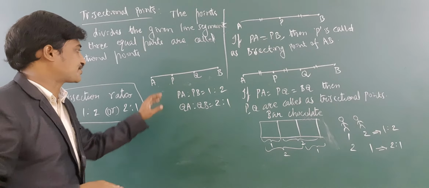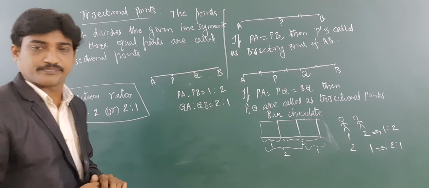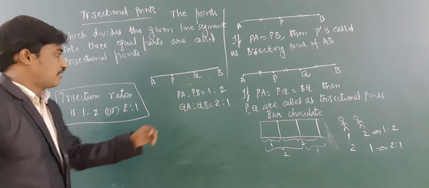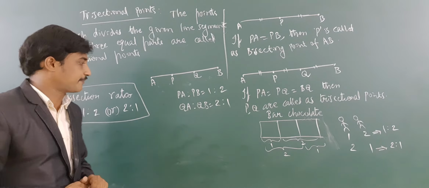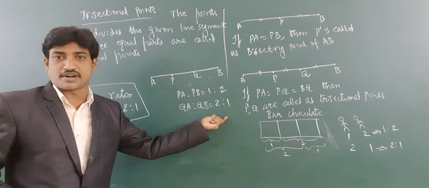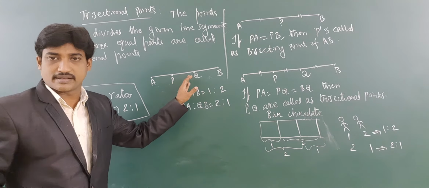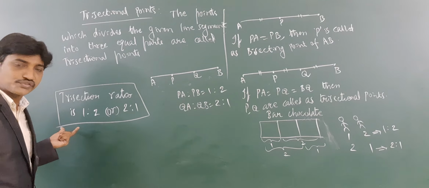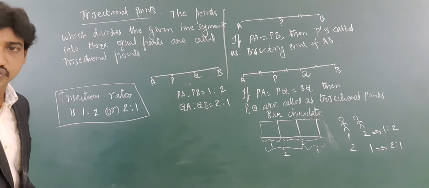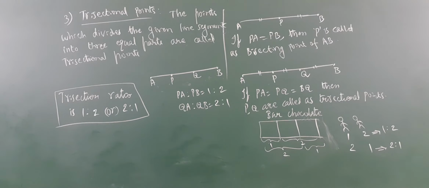To find the trisectional points, we need to proceed with the ratio 1 is to 2 so that we get the first trisectional point. Then if we proceed with the ratio 2 is to 1, we get the second trisectional point. So trisectional ratio is 1 is to 2 or 2 is to 1. So bisection ratio is 1 is to 1. Trisection ratio is 1 is to 2 or 2 is to 1.